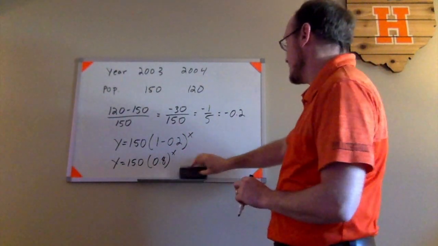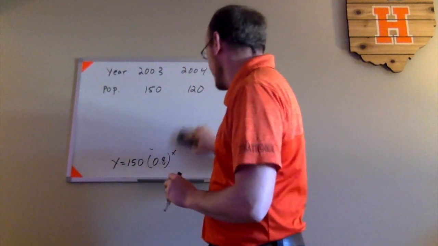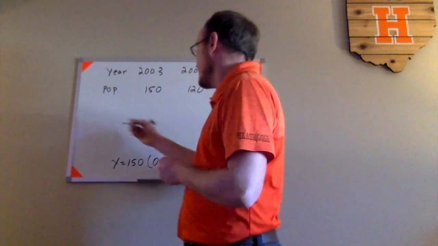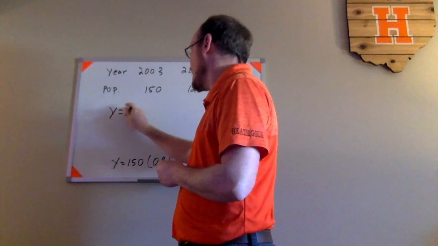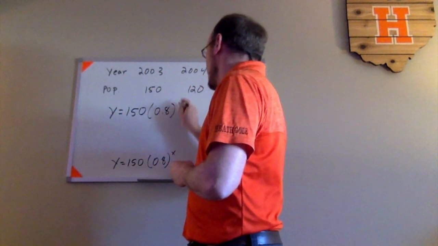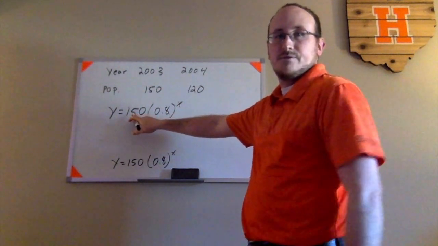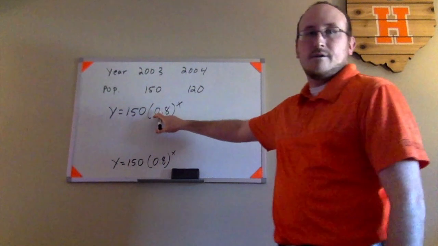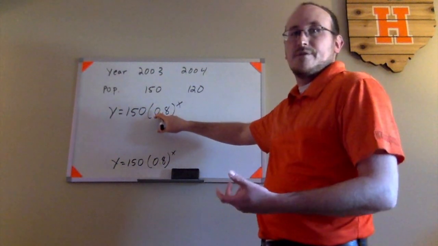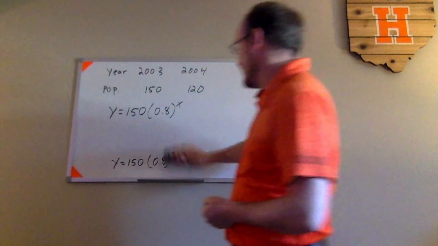I'm going to go ahead and erase this work here in the middle. Move my function up so I have more room to continue. So my function that they wanted is y equals 150 times 0.8 to the x. We can see the initial value of 150 of these animals represented there, and we can see that if it's decreasing by 20%, there should be 80% or 0.8 of the population remaining each year.